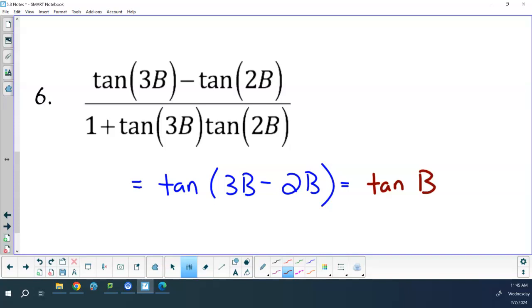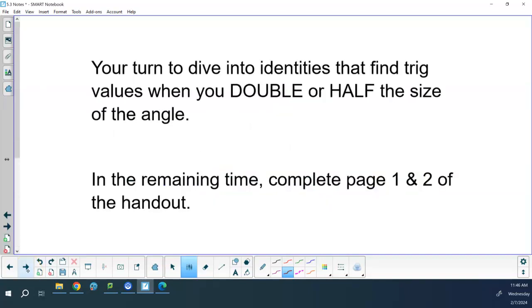Okay. What I'm going to have you do now is I am going to pass out a worksheet that deals with double and half angle identities, which come out of these that we just did, the sum and difference identities. This is going to be self-paced. You've got the remaining part of class today to work on this, and then we will also finish this tomorrow.